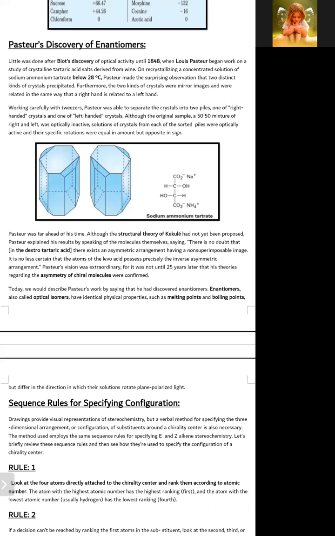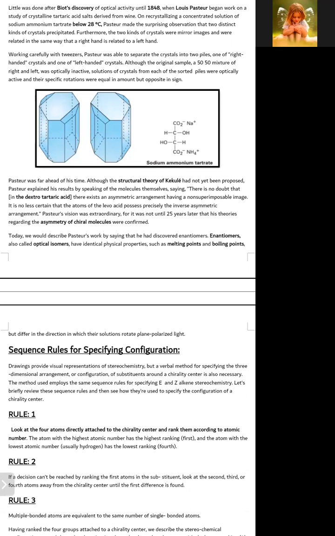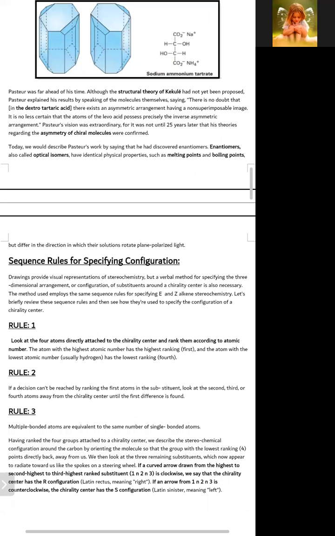Enantiomers are called optical isomers. Enantiomers are non-superimposable mirror images of each other and have identical properties such as melting point and boiling point. Enantiomers differ in the direction in which they rotate plane polarized light.